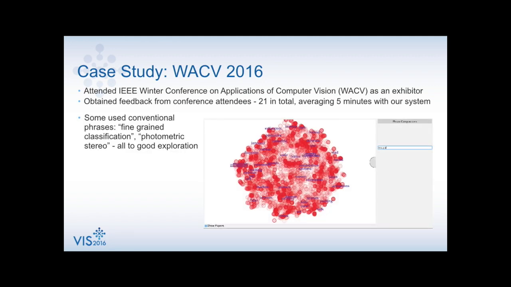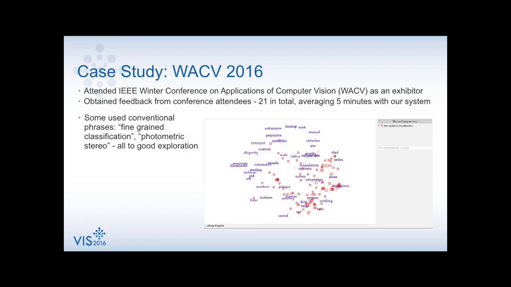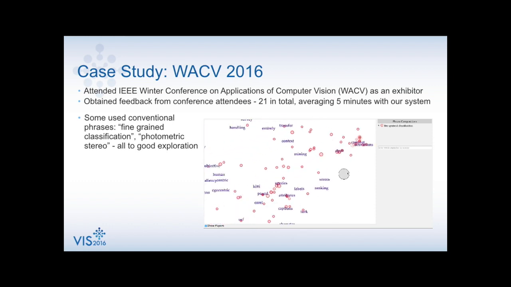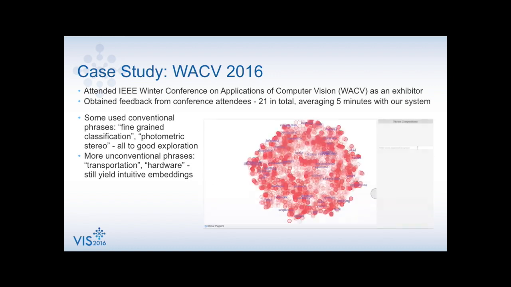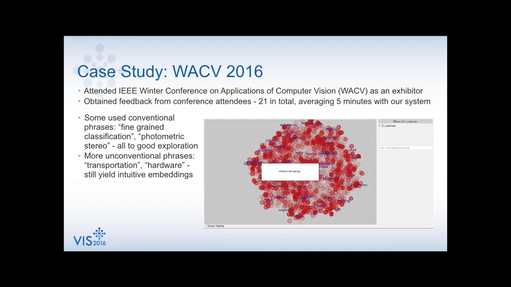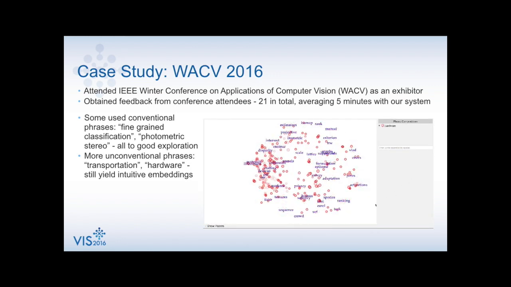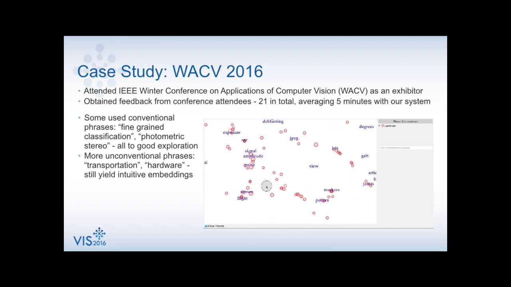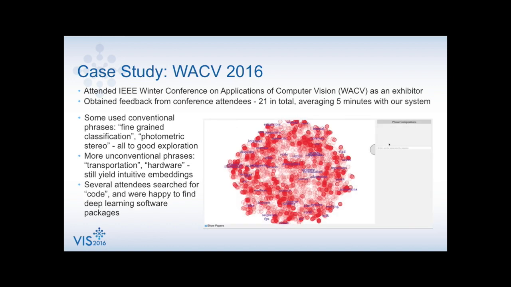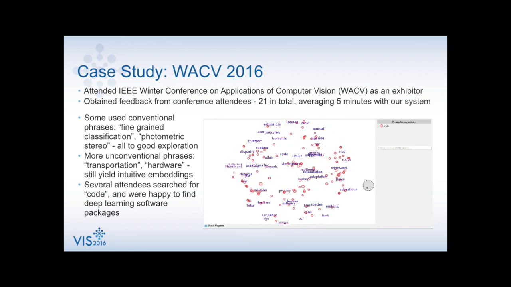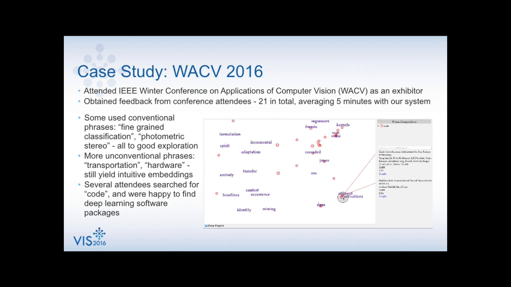And so some use some pretty standard concepts in computer vision. So for instance, we show here a user putting in fine-grained classification, resulting in compositions that made sense in general to the attendees. Others use slightly more unconventional phrases, so for instance, transportation or hardware, and yet these still made sense to the attendees, with hardware shown here, yielding compositions near stereo techniques that use calibration, naturally a thing associated with hardware. And yet other attendees wanted to see what papers were used for code and implementation. In this case, one of the attendees was happy to find software packages that he found near deep learning.